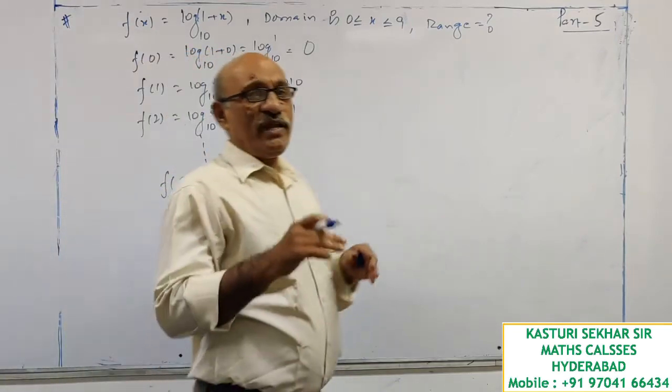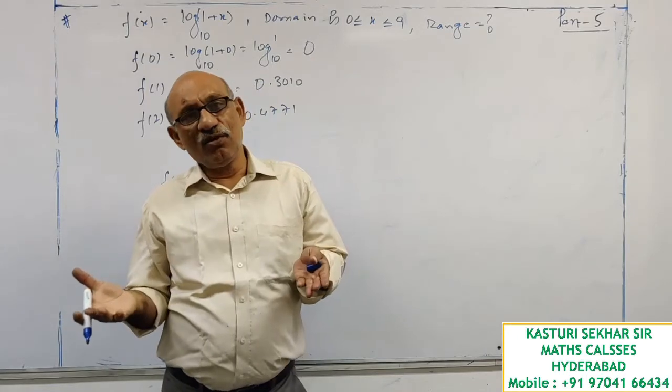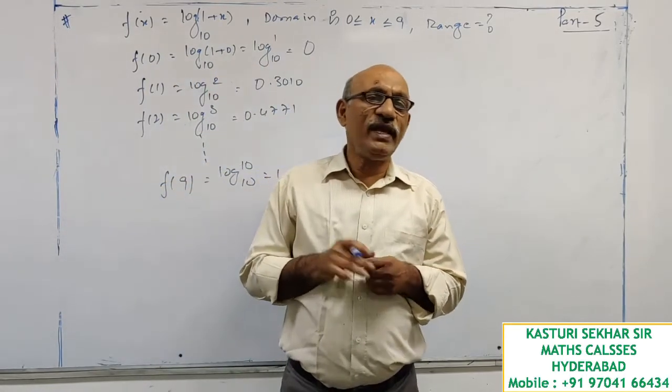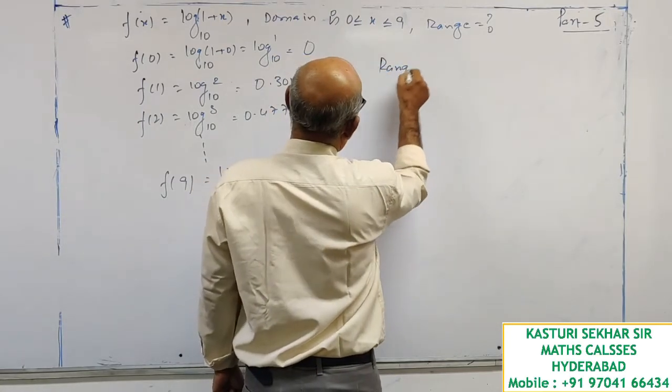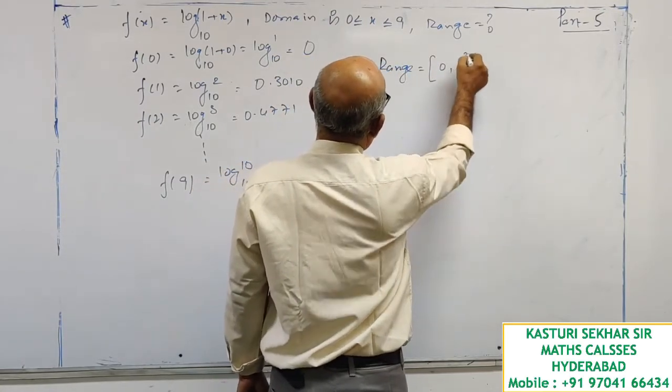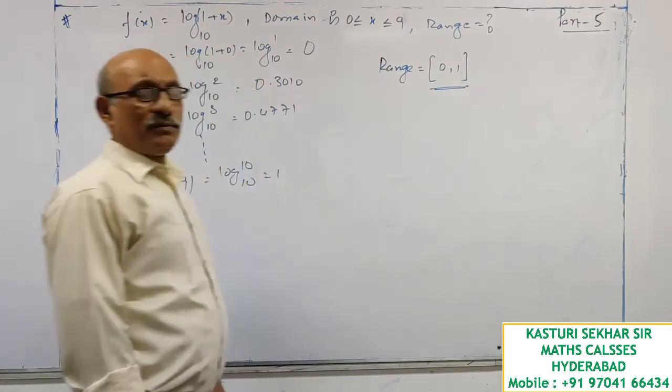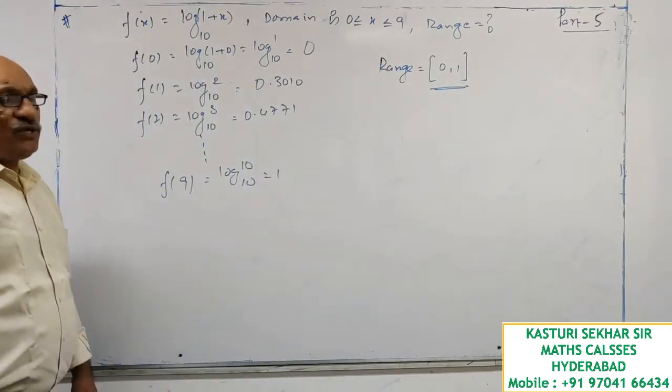So when your input is varying from 0 to 9, your output will vary from 0 to 1. Therefore range is equal to 0 to 1. Both are included. Range is equal to 0 to 1.